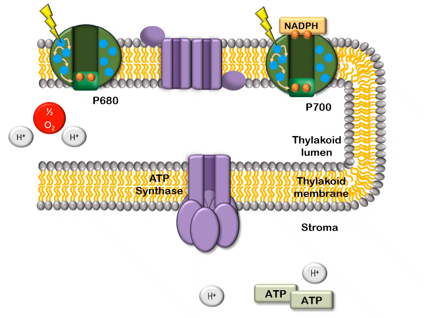This process is referred to as linear electron flow, as the electrons flow through the system effectively from water to NADPH, and the electrons, along with the ATP produced, will then provide the energy for the synthesis part of the process, which we'll look at in another video.